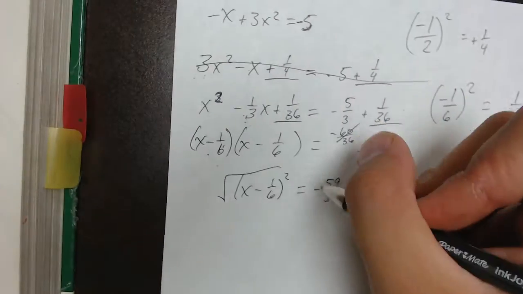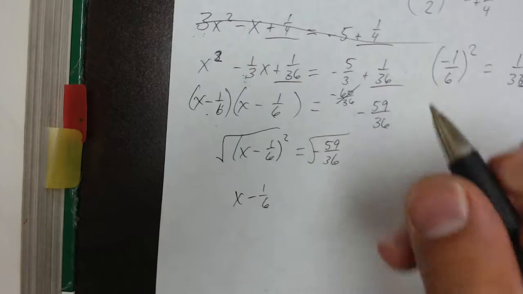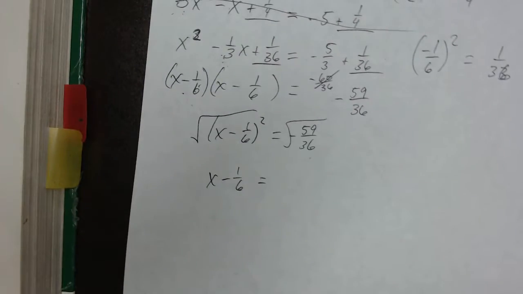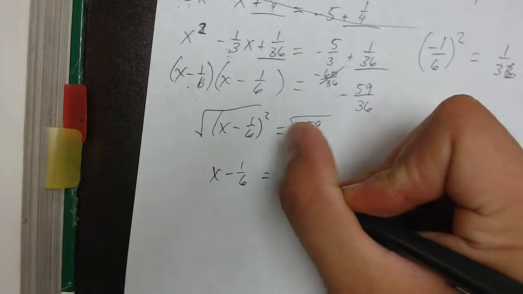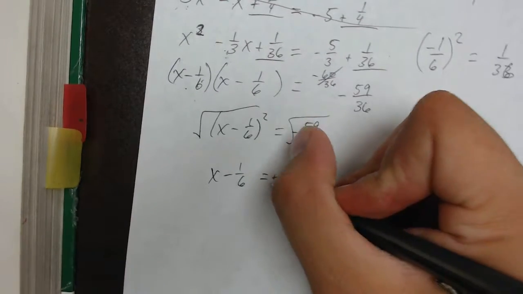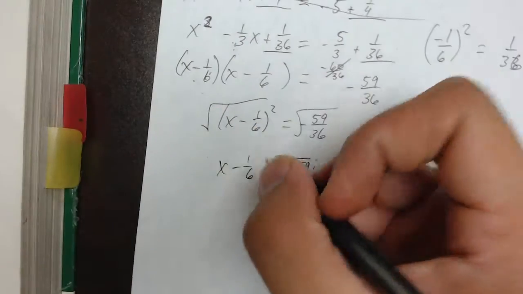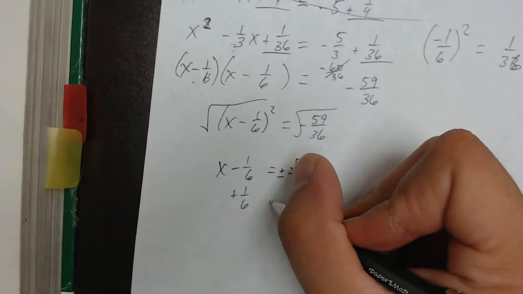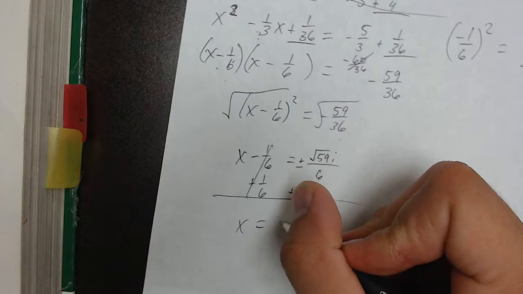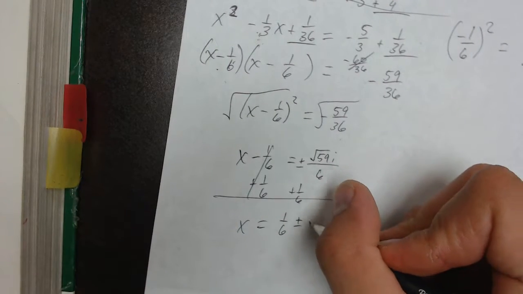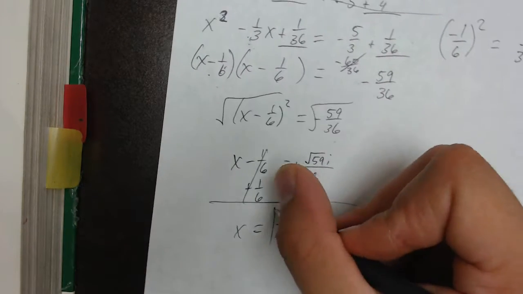And from here, I just take the square root of each side. The left side will just be x minus 1/6. The right side, we're going to have the square root of 59i over 6. And that's going to be a plus or minus value because we don't know if 6 is positive or negative. From here, all we have to do is add our 1/6 to each side. That will cancel, and then I get x equals 1/6 plus or minus square root of 59i over 6. And that is our final answer.